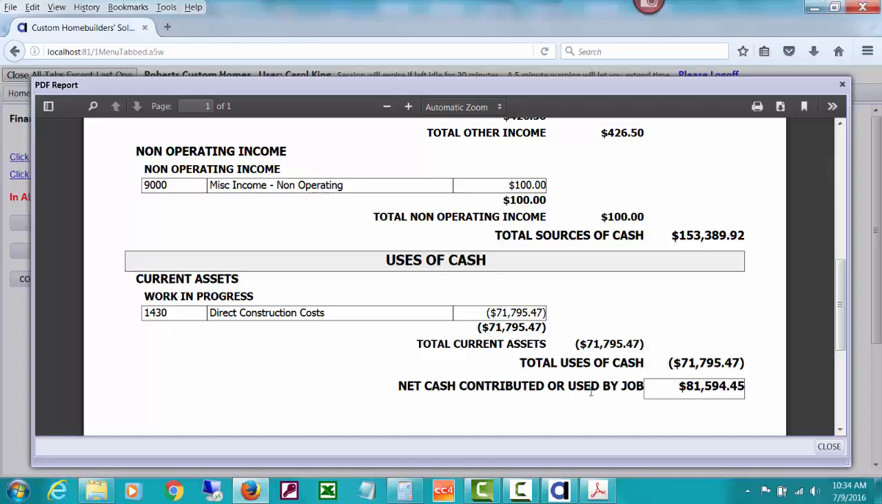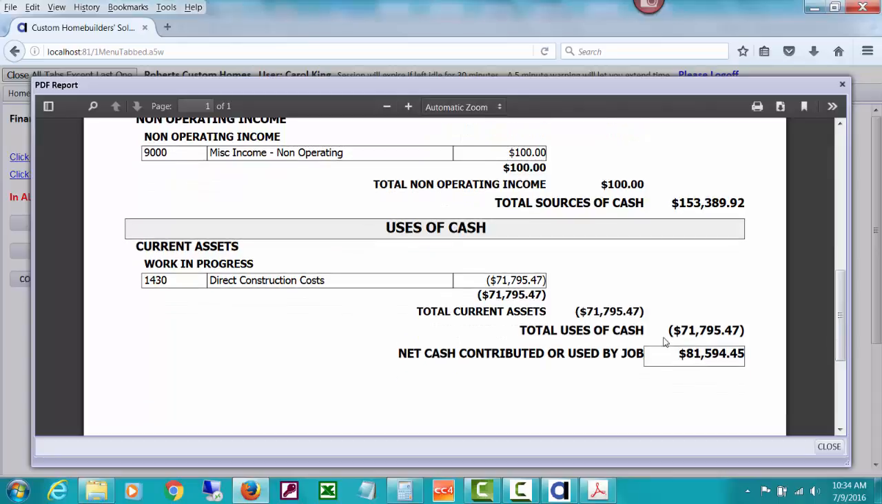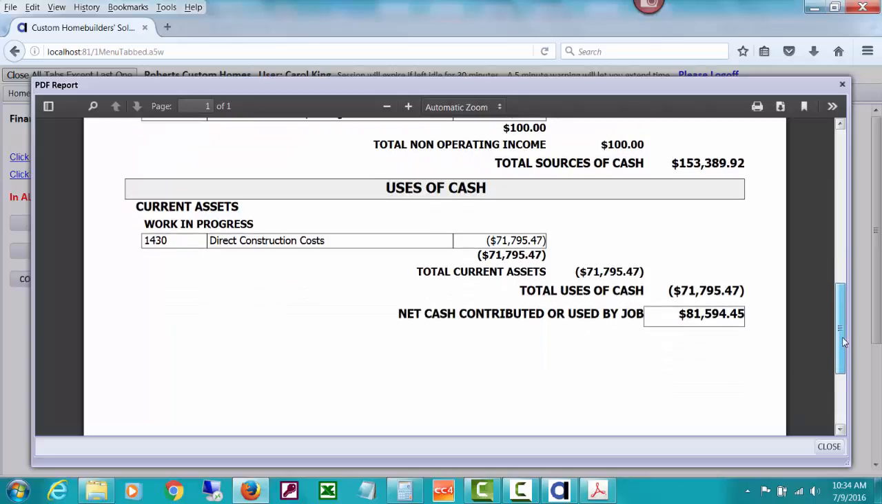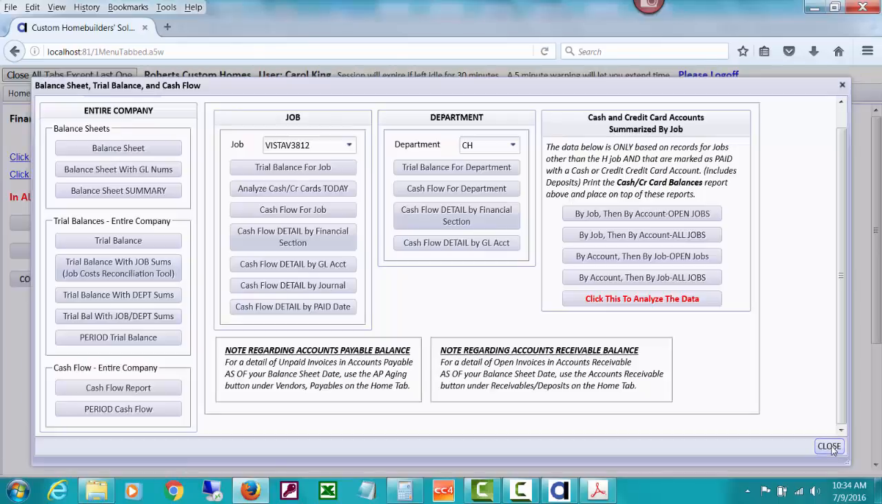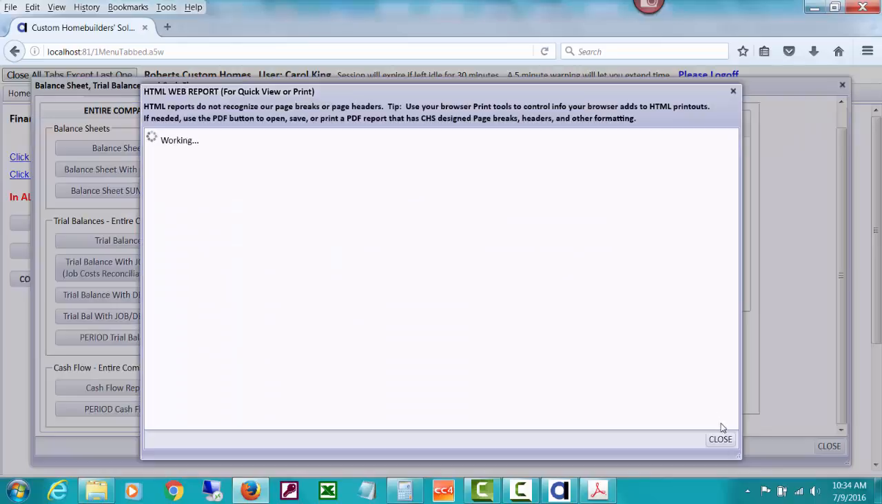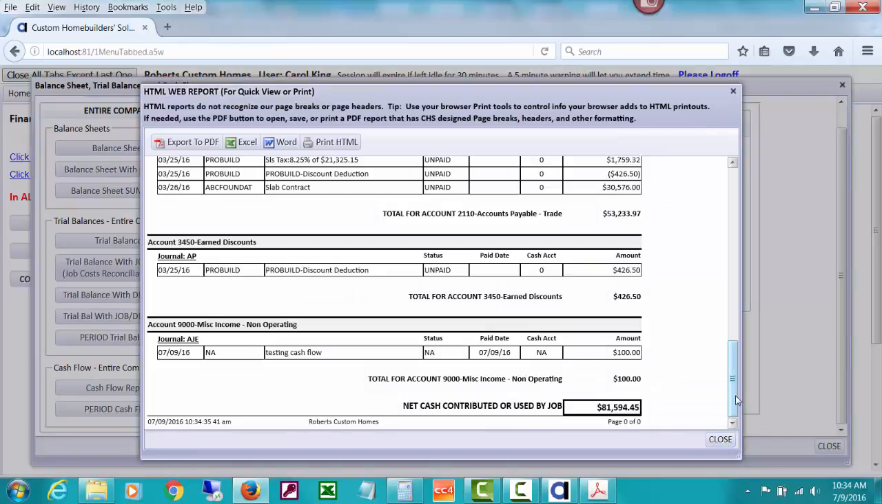So this is a net cash contributed or used by the jobs. That's how a program can do it, is go through all the entries except for the cash accounts, find all the entries that have the job code on it, and come up, I mean, by leaving out the cash accounts, this would be the same concept as how the total company figures out what the cash flow and the cash balance is. So you can also drill down either by financial section, sometimes by journal might be handy, but you can do by GL account again. So you can see the detail behind those balances.